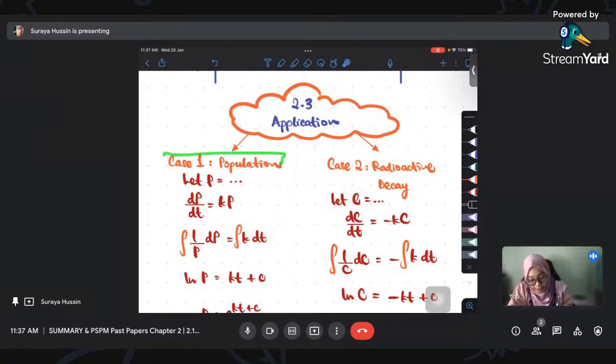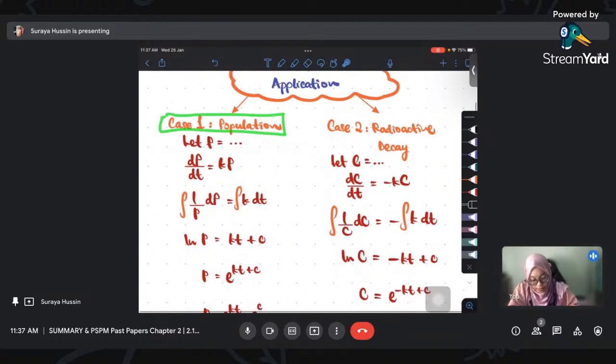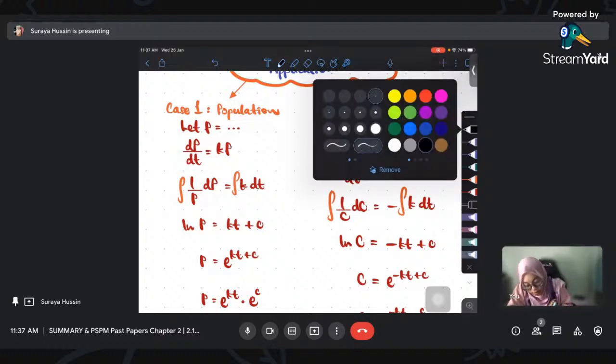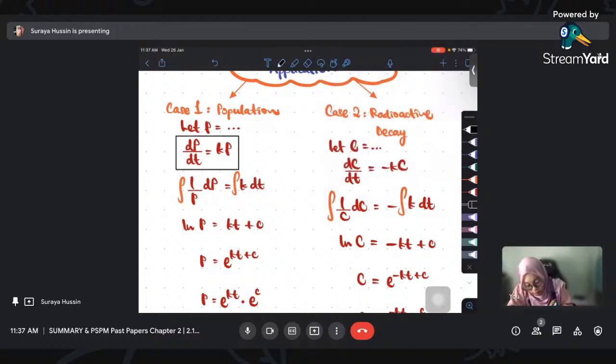Okay, case yang pertama adalah population. Look at the case population. Okay, first of all, kita kena let dululah. Bila kita dah let, ini adalah yang paling penting sekali. This is the most important about. It's okay, tak tahu tak apa semua orang. Don't worry, I'll teach you guys. Okay.